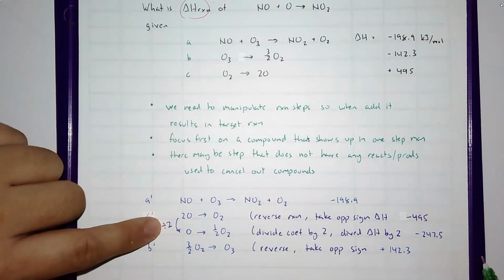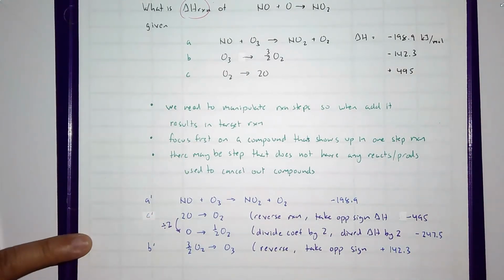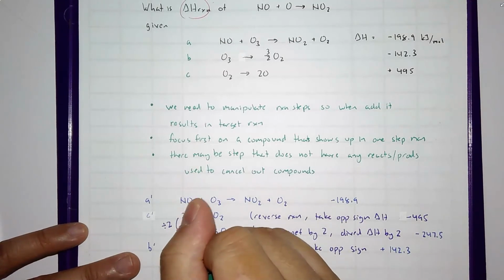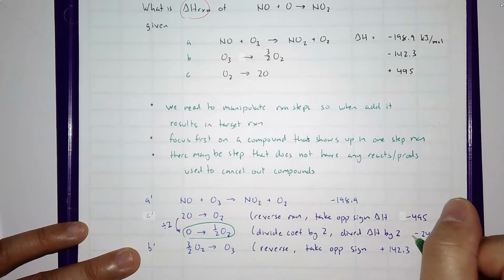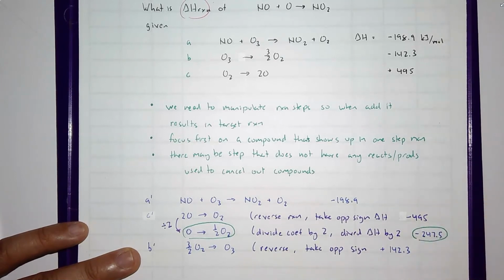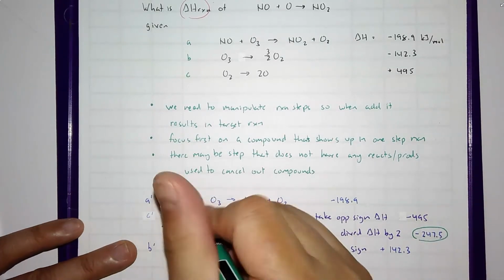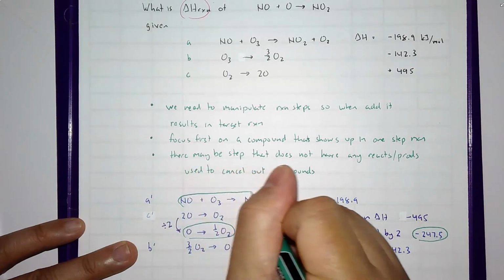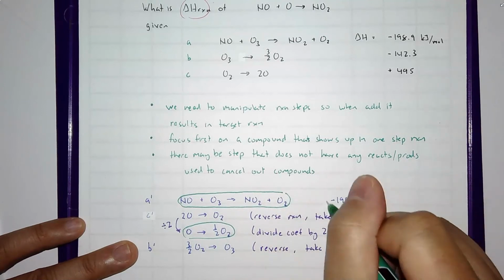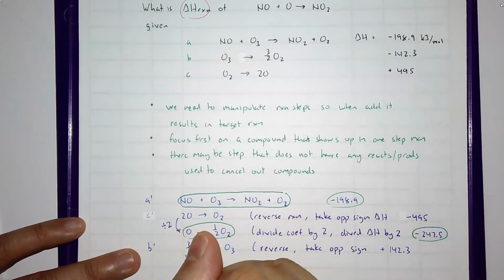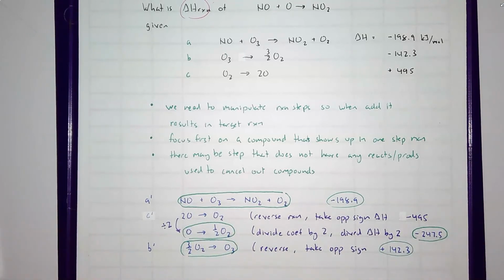But because of this manipulation here, I've got to remember that I'm using this equation, and this delta H. That is my C prime. And I'm using this equation. A was taken as is, and there's my delta H. And I'm using this equation, and there's my delta H.